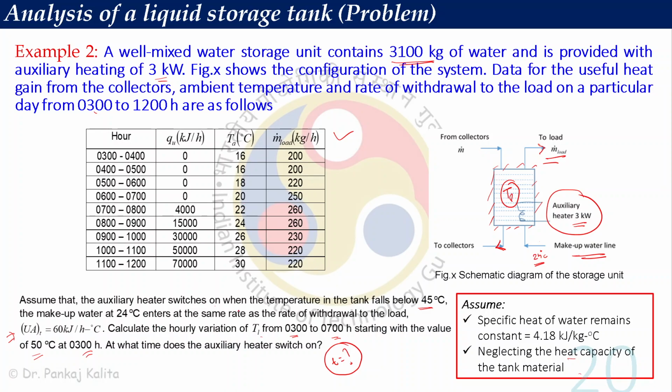Assume the auxiliary heater switches on when the tank temperature falls below a set value, and make-up water at 24 degrees Celsius enters at the same rate as the rate of withdrawal to the load. Calculate the hourly variation of TL, starting from the time that the auxiliary heater switches on. So this is what you need to calculate.